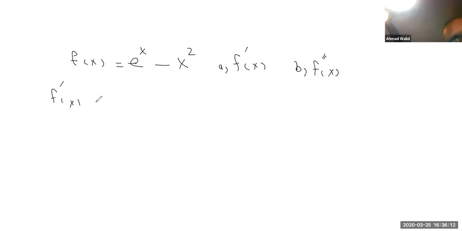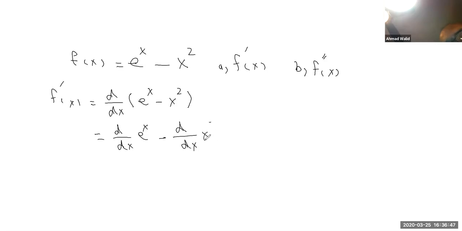f prime of x equals that. This way of writing should always be your notation. When you are looking for the f prime, then f prime x equals d over dx. Use your operational notation, parentheses, e to the x minus x squared. Now, based on the subtraction rule, I can write d over dx of e to the x minus d over dx of x squared.